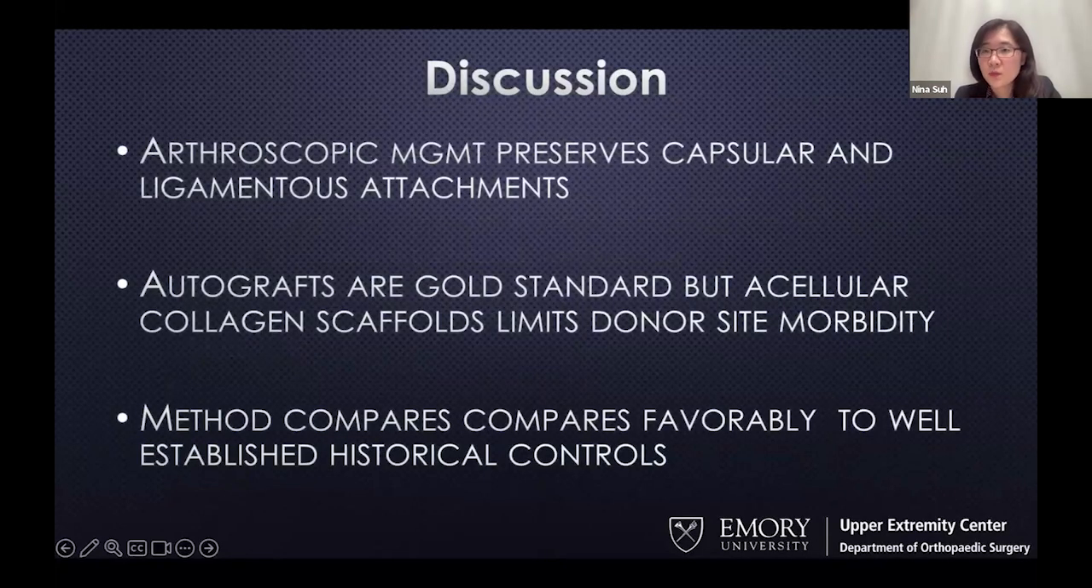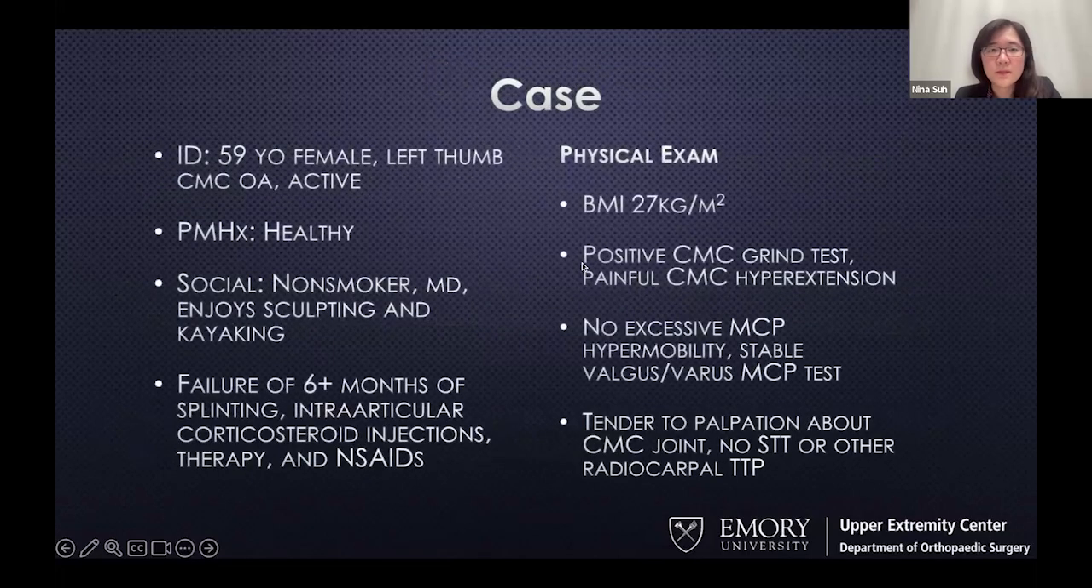So discussion in general, I think, is that arthroscopic management has a theoretical and real advantage of having preservation of the capsule as well as ligamentous attachments. Autografts are the gold standard, but acellular collagen scaffolds certainly limit the donor site morbidity. And then this method compares favorably to other historical controls. So I think this is a reasonable option for patients.